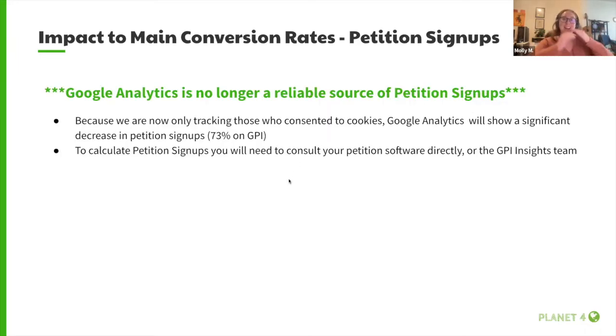In contrast, a huge impact that we saw was that Google Analytics is no longer a reliable source of petition signups. So because we're only tracking those who consent to cookies, it will show a significant decrease in petition signups in Google Analytics. So we saw about 73% on Greenpeace International. So don't panic. That doesn't mean that we're getting 73% less signatures. It just means that we don't have that easy way to view the number of signups on Google Analytics anymore, and that will have to be tracked elsewhere.